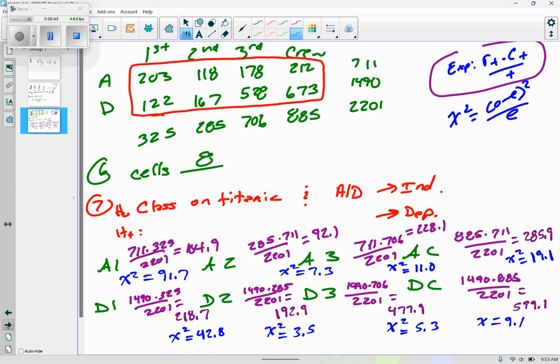So number 9, which cell has the largest chi-squared value? This cell, 91.7, so first class that are alive. And what does having the largest chi-squared tell you about the variables? It is the furthest away from the mean. So this kind of verifies that people who got first class tickets had a better chance of surviving.